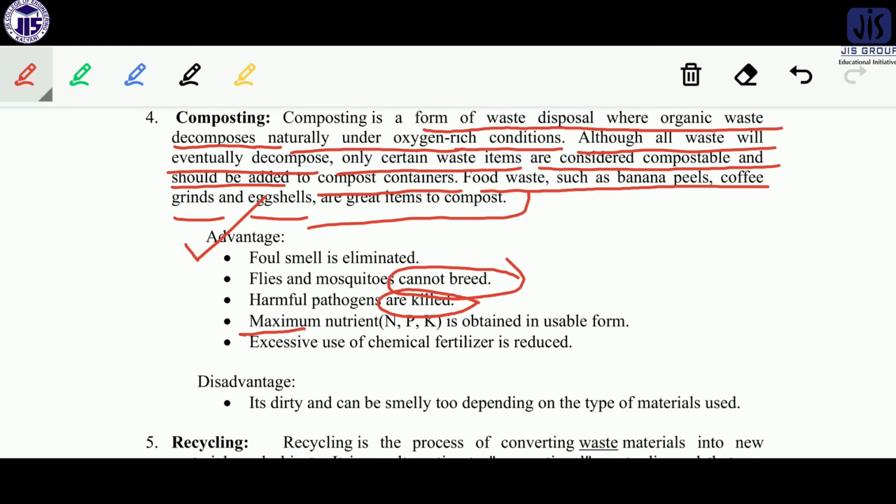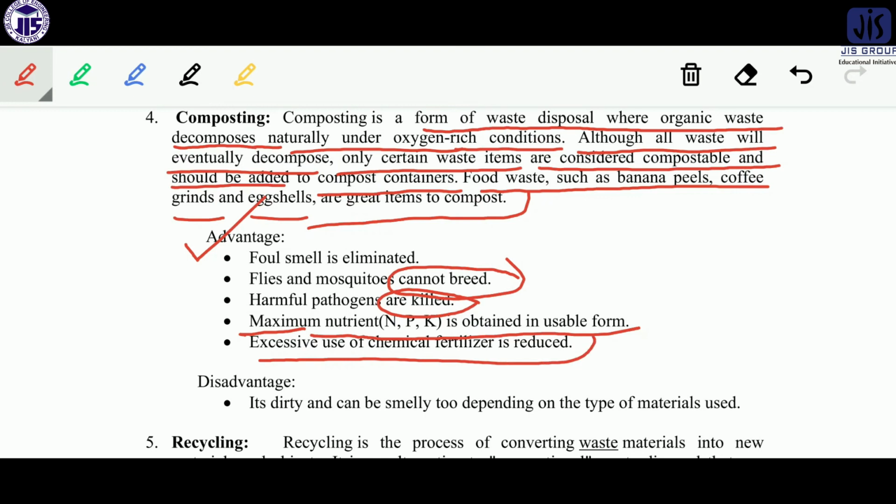Maximum nutrients, like nitrogen, phosphorus, and potassium, are obtained in usable form. That means, as I told you, organic materials are not 100% waste materials. If we follow the particular process or procedure, we can recollect this kind of organic material. So if we follow the process of composting, we can again recollect the nutrients. Then excessive use of chemical fertilizer is reduced.